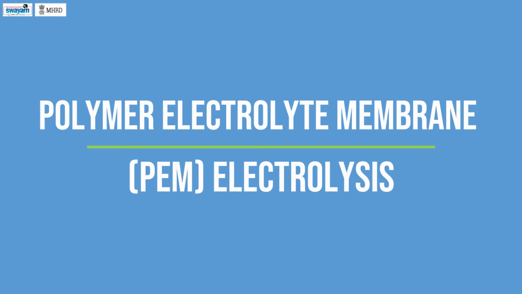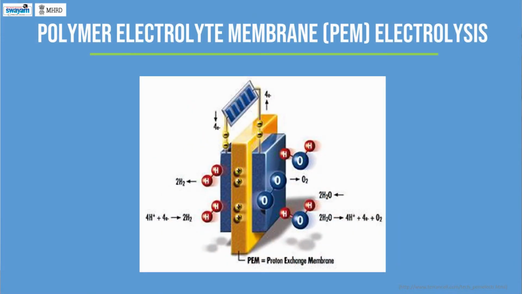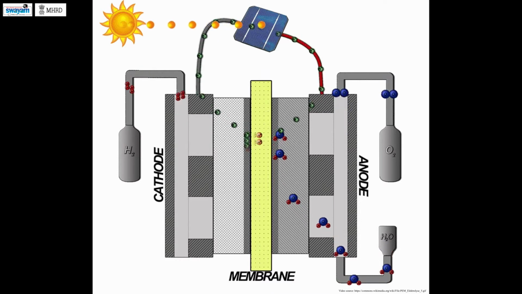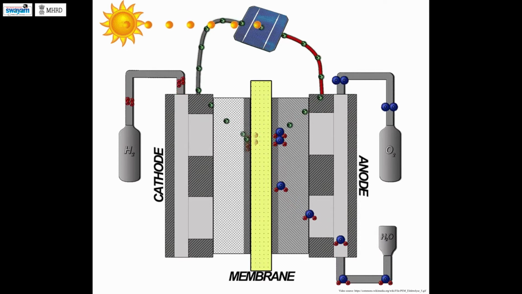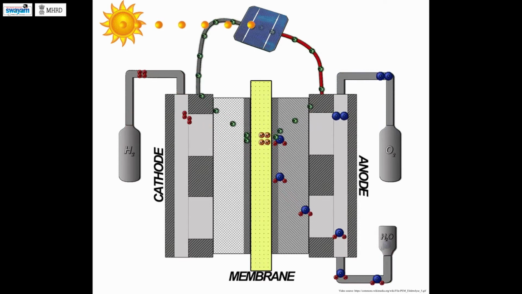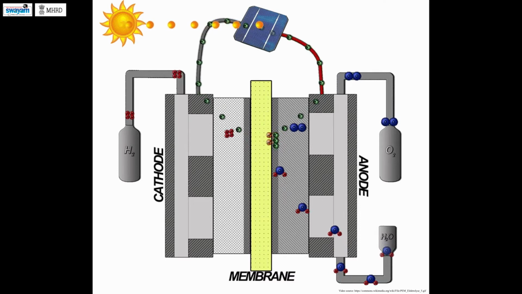Polymer electrolyte membrane electrolysis. A PEM electrolyzer uses an acidic polymer membrane known as proton exchange polymer instead of liquid electrolyte. At the anode, water is split into oxygen, protons and electrons. Protons move to the cathode through the membrane, whereas the electrons move through the external circuit and reach the cathode. At the cathode, protons are converted into hydrogen using electrons.